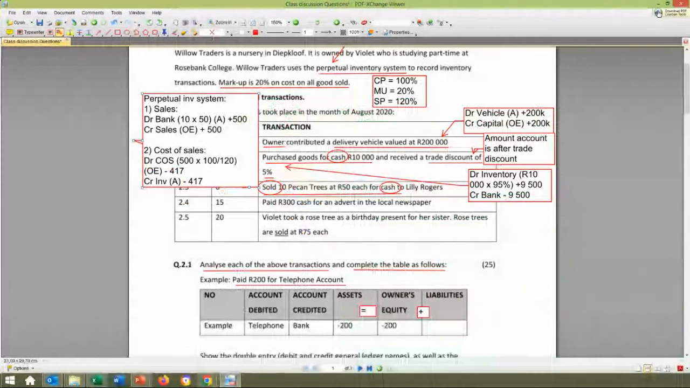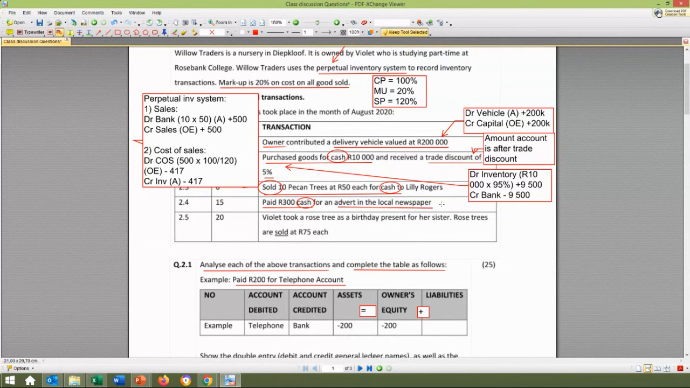Okay, then I'm going to move on to the next transaction. So on the 15th, we paid a local newspaper 300 Rand cash for an advert in a local newspaper. Now in this question, it seems that everything was done in cash, but in your test, there will be both cash and credit. So we paid cash for it.